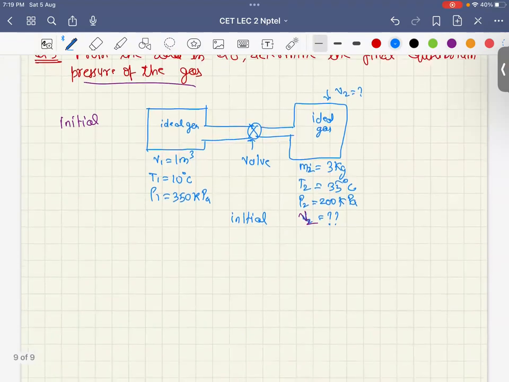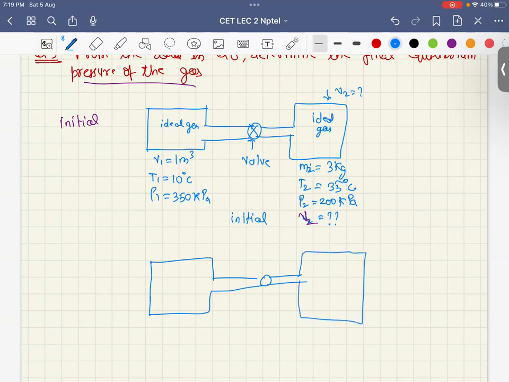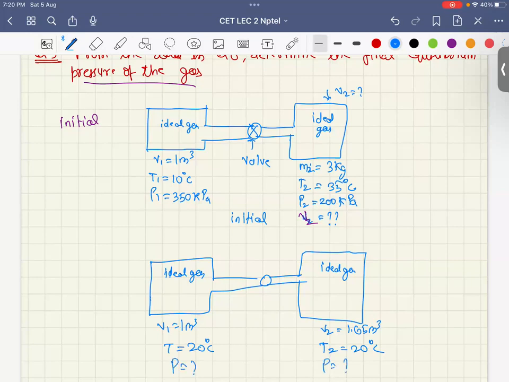Let me draw the final system. The final system is going to be like this. The valve is going to get open like this. This is an ideal gas, and this is also an ideal gas, with volume V1 of 1 meter cube, and V2, which we calculated, 1.65 meter cube, and temperature is going to be 20 degrees centigrade. The entire system is going to be at one single pressure, so we are asked to find that pressure.